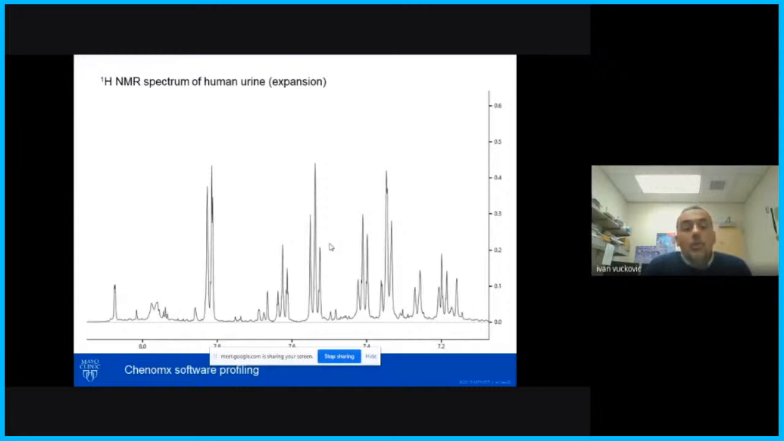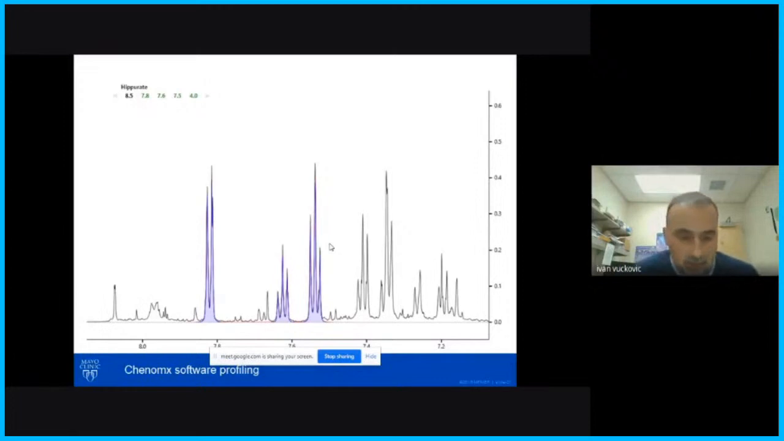So if you know what these peaks are, for example, these three peaks in the middle, I know that I can attribute them to hippuric acid. And if I try to fit hippuric acid, the software will do it very efficiently and accurately, and you can actually do it in automation mode. But if you rely just on automation mode, it actually won't do much better job than Bruker software itself. So Chenomx has the advantage that it is interactive and you can do adjustments by yourself.